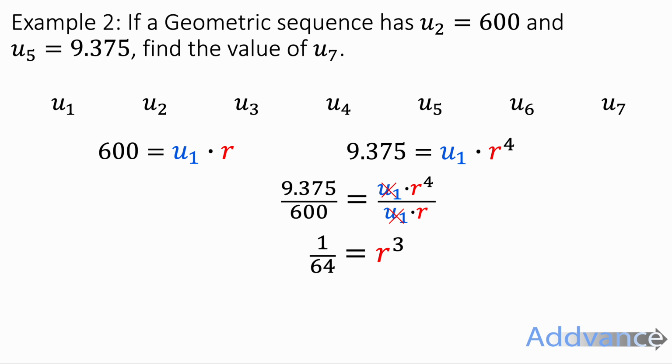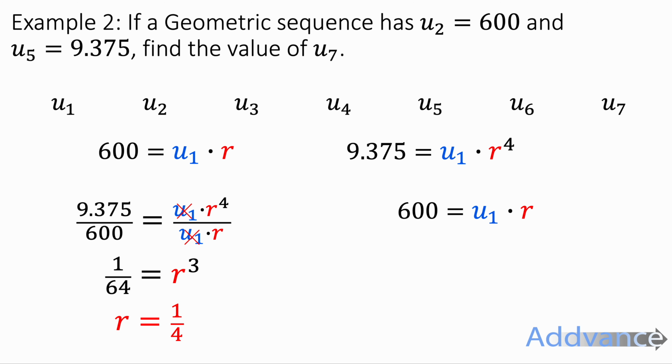I've got 1 over 64 equals r cubed, and to get r on its own, I cube root, and I get r on its own. That is the final answer, which is r equals 1/4, and now I know the common ratio is r. That's quite a lot of algebra to get to that step, so make sure you understand those steps, and feel free to rewind the video if you want to.